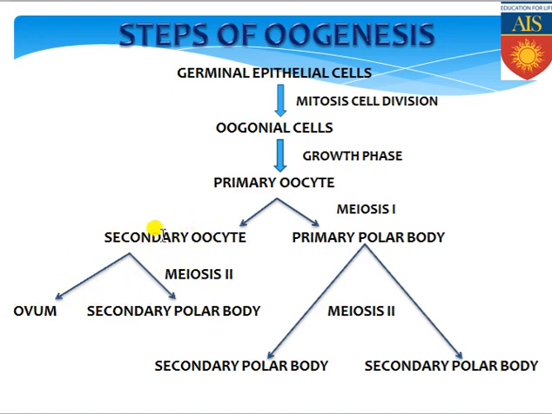But if the secondary oocyte is fertilized by the sperm, only then does the meiosis 2 cell division start, and after it starts, we obtain the ovum and secondary polar body. And the secondary polar bodies produced by meiosis 2 cell division will degenerate within the ovarian stroma. Clear? So this is overall the oogenesis procedure.